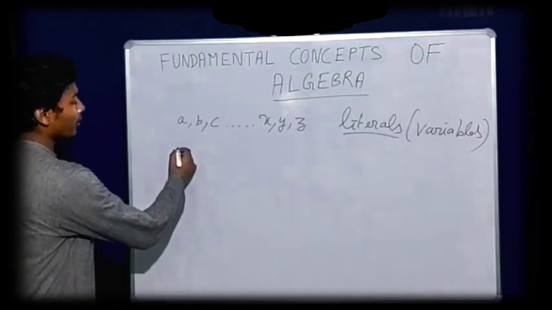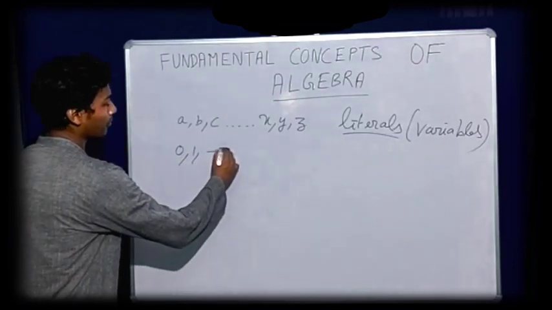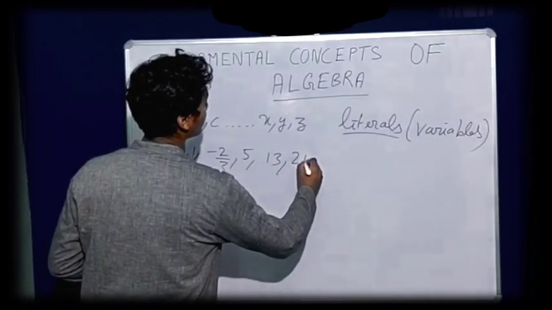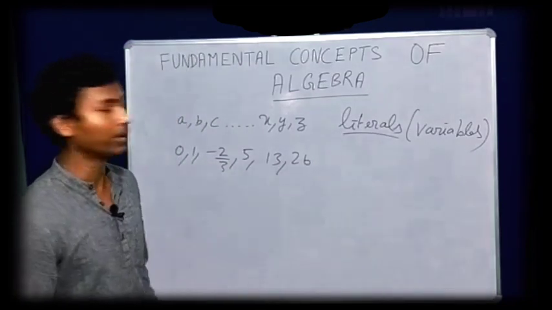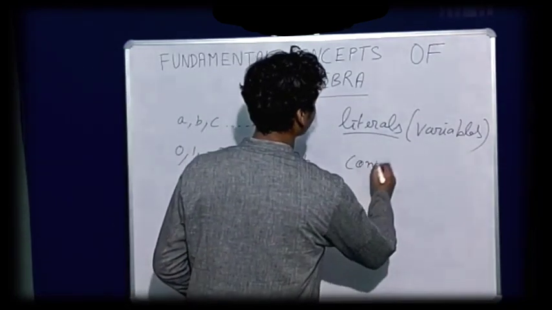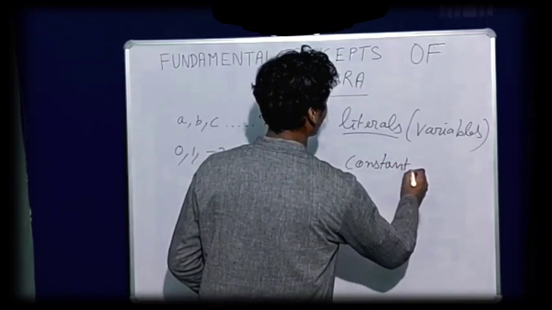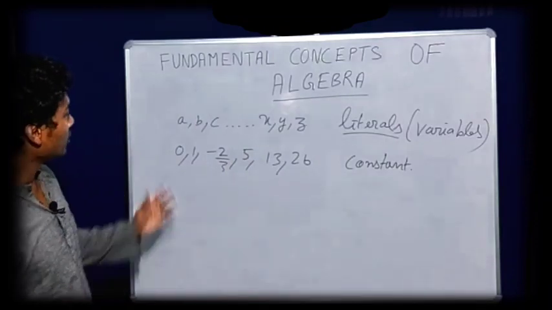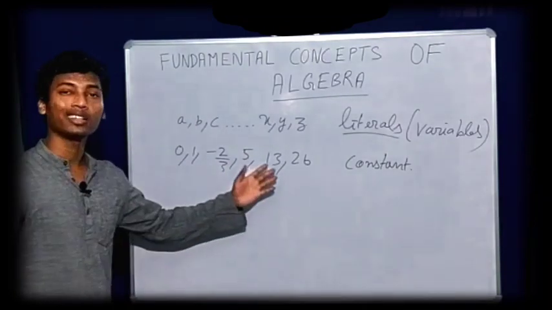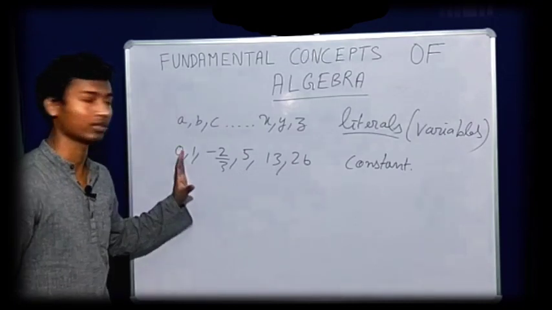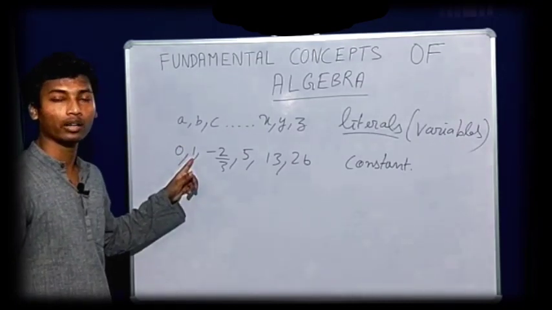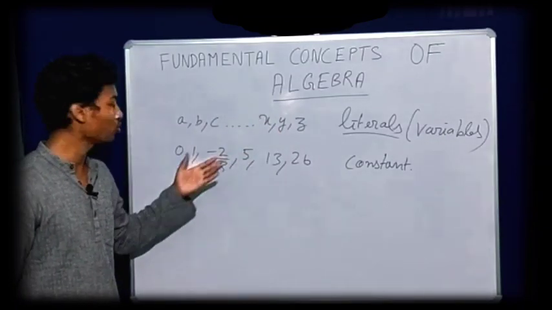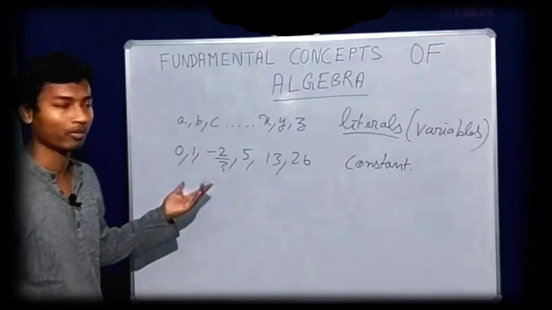And the numbers like 0, 1, minus 2 by 3, 5, 13, 26, these numbers will be termed as the constant. Now why are they called constant and why are they called variables? Now these are called constant because you cannot have any other values for these numbers. They are fixed. You cannot have 1 and something else. 1 is 1, 5 is 5, minus 2 by 3 is the same. You cannot have any other value.